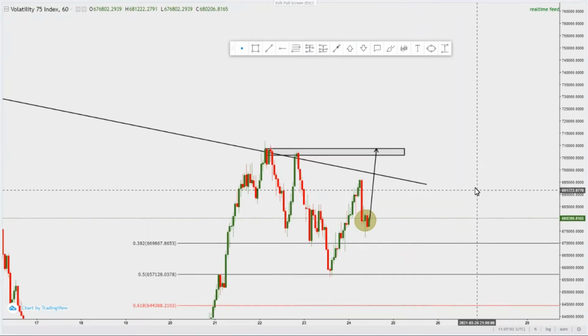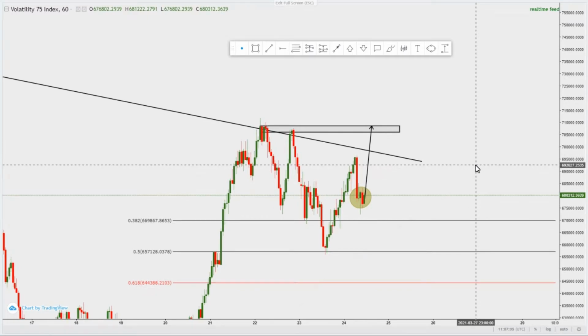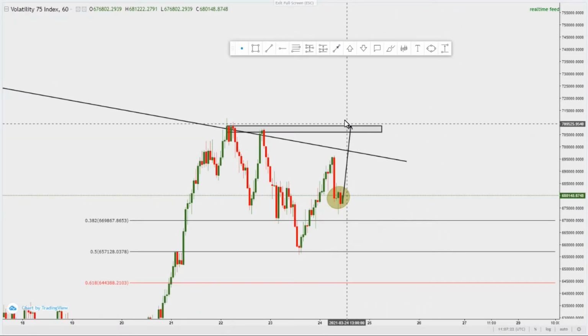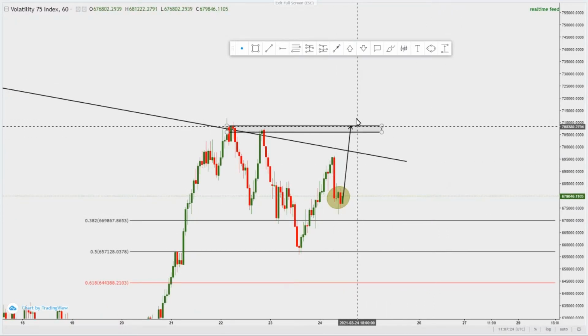And if you know Volatility Index 75, and I mean the whole volatility index space is very, very volatile. It can move almost 600 pips within a few minutes and reverse back to that same 600 pip level within a few seconds. Okay, so it's really, really volatile. It moves really fast. So if price gets to this level, I'll take my take profit.